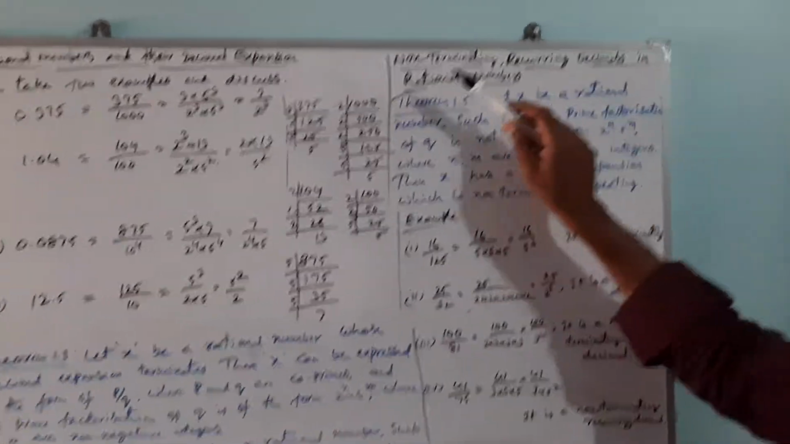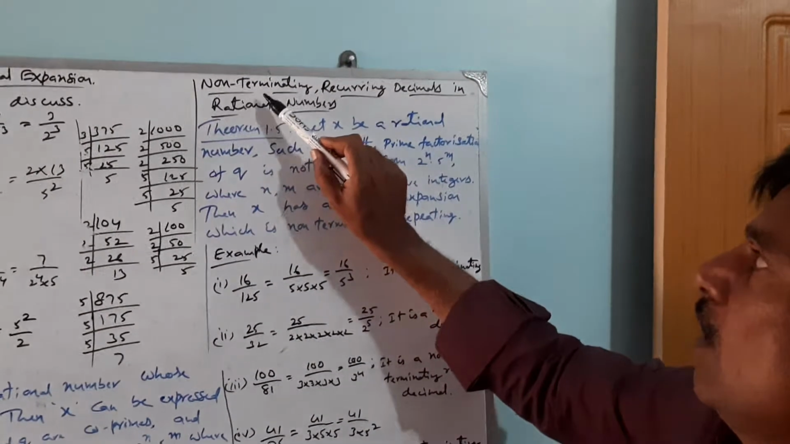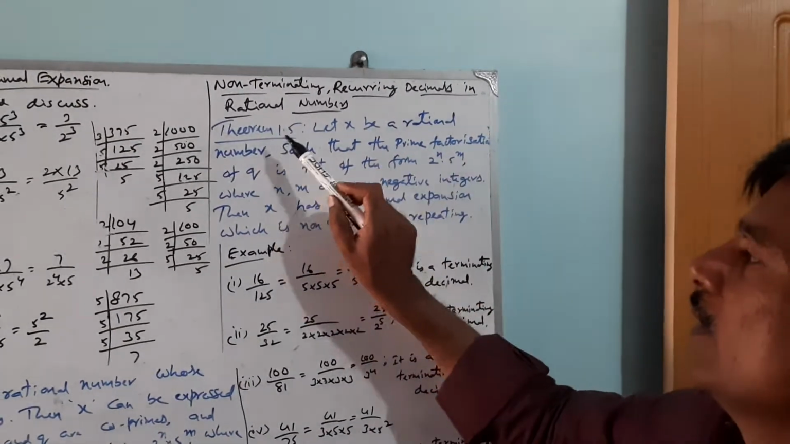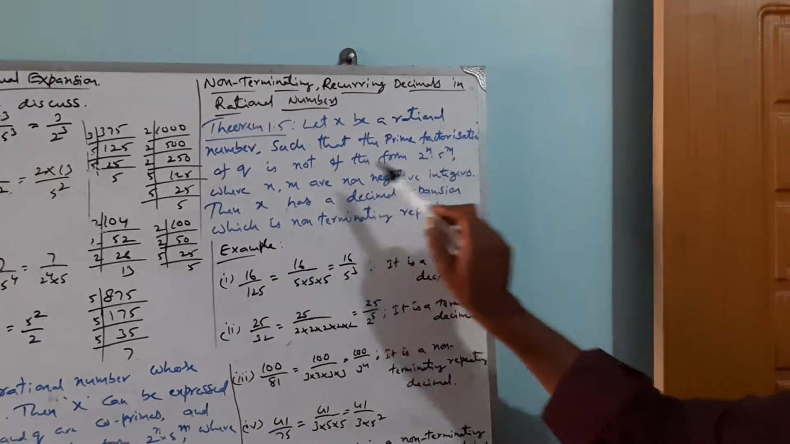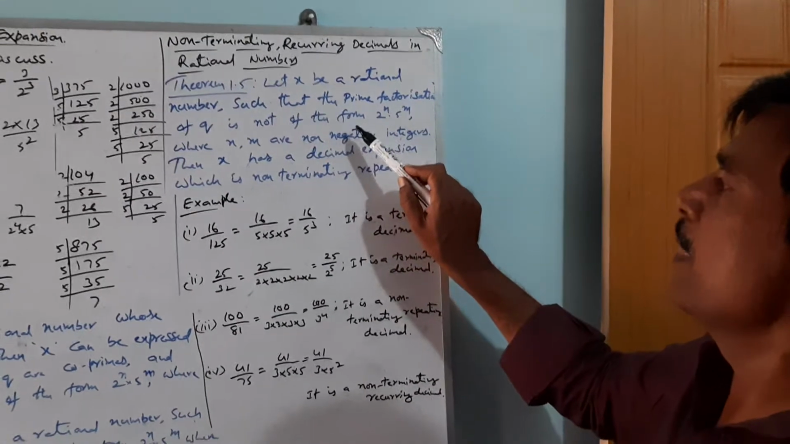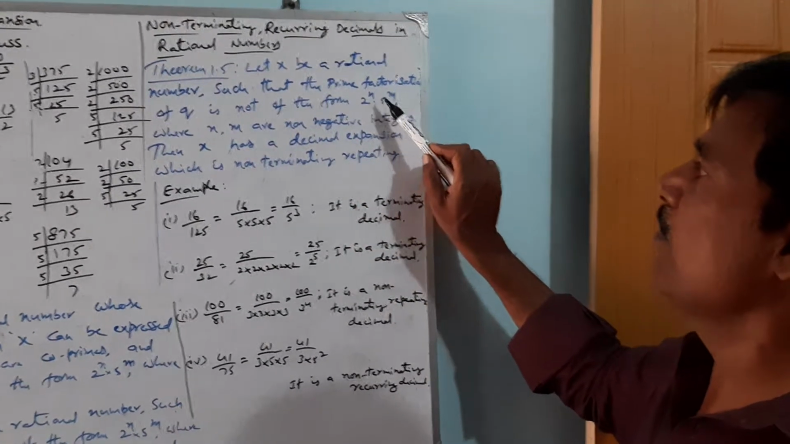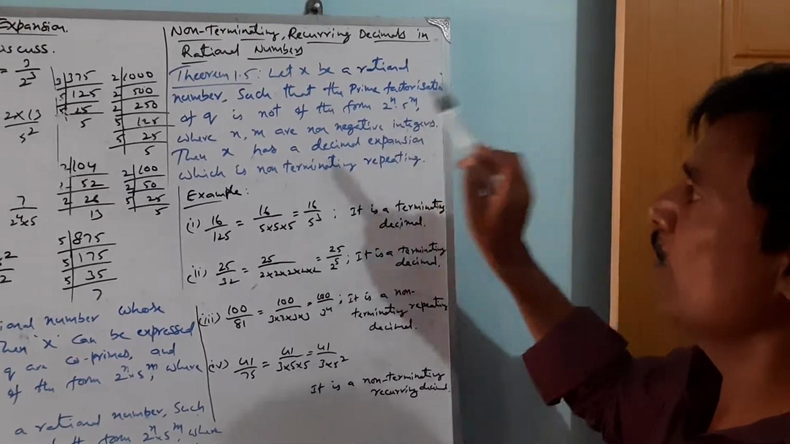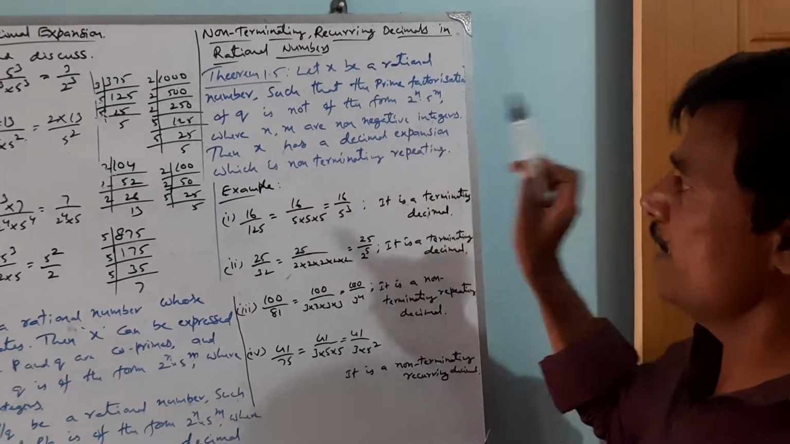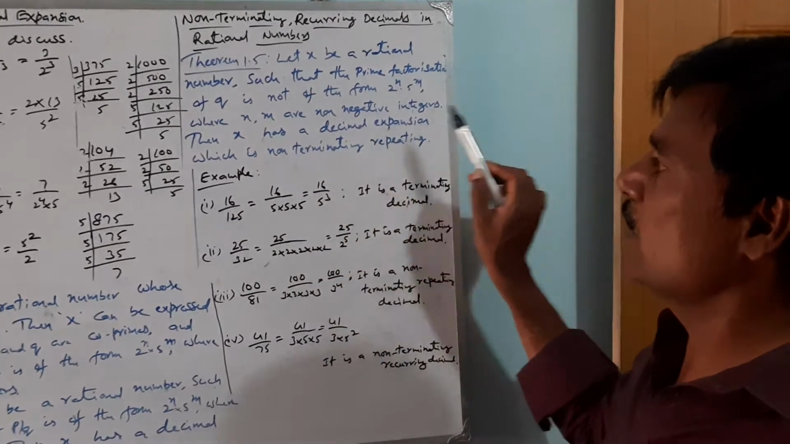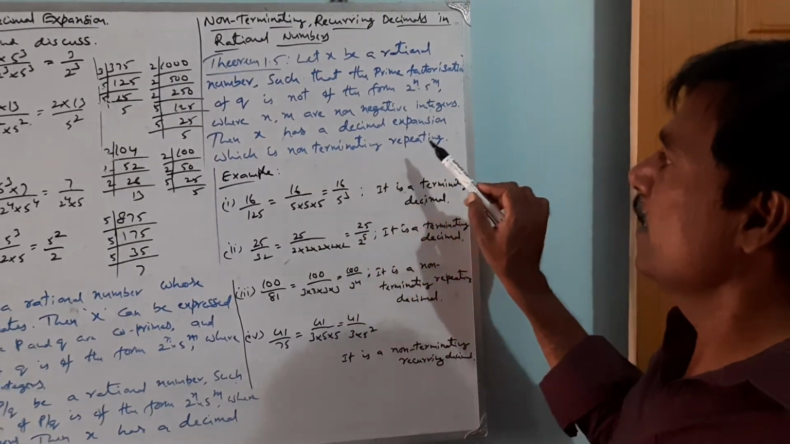Here is another theorem, for non-terminating recurring decimals. Let x be a rational number such that the prime factorization of q is not of the form 2 power n into 5 power m, where n and m are non-negative integers. Then x has a decimal expansion which is non-terminating repeating.